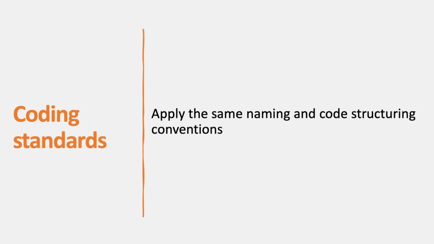Let's talk about coding standards. In general, applying the same naming and code structuring conventions reduces errors and simplifies code maintenance. It is possible to block commits whose code does not follow certain standards or to block builds.